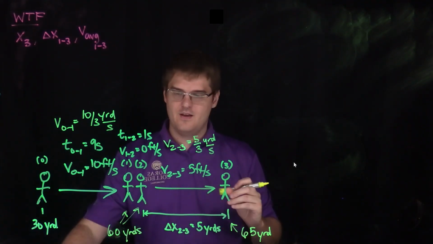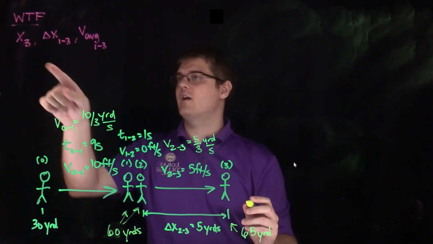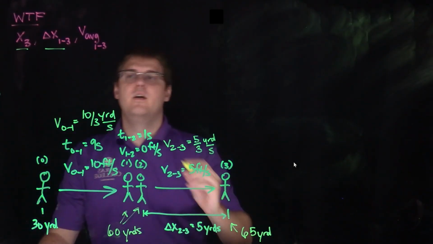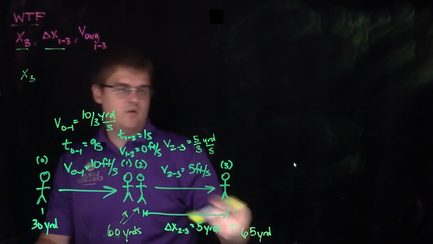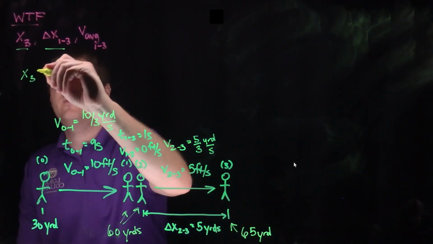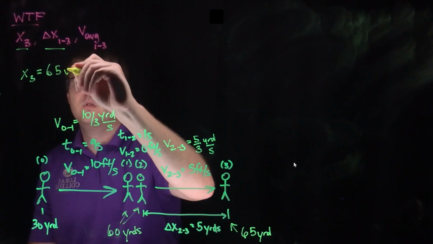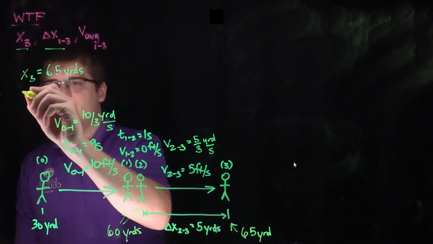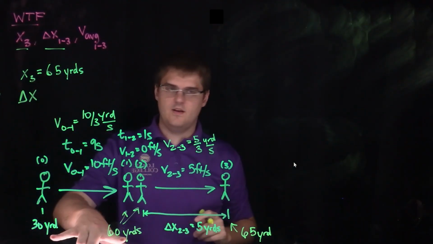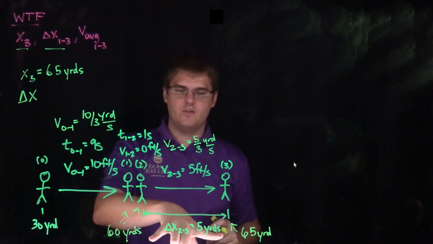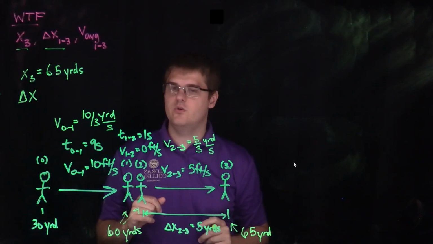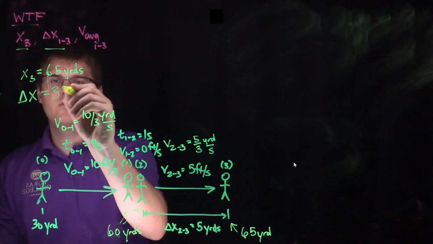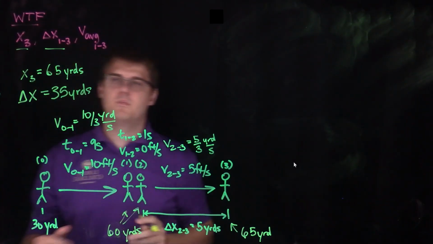I'm sorry. So we've actually answered at this point 2 of our what defines. We have x3. Exit time 3 is 65 yards. And delta x, we've got a delta x between these two of 30 yards, a delta x between these two of 5, a delta x between these two of 0. So that is going to be equal to 35 yards. Perfect.